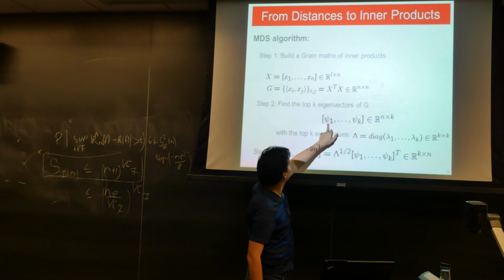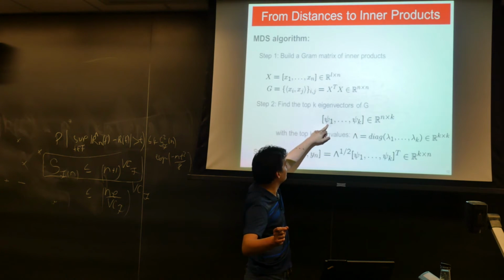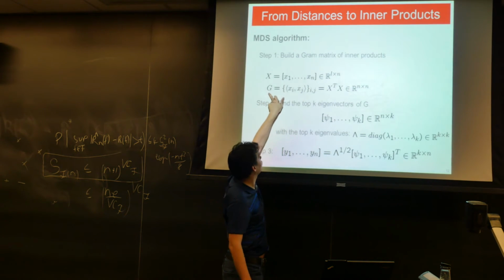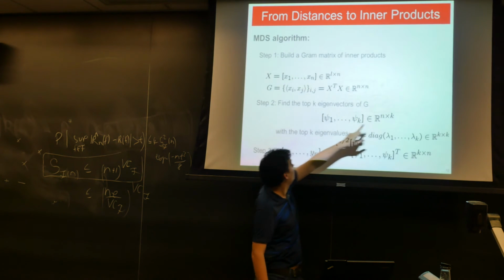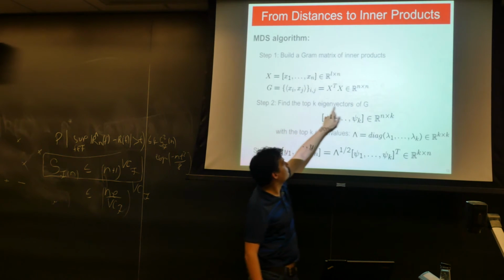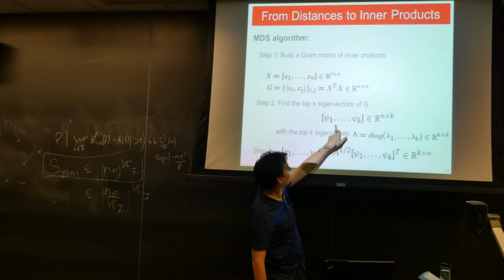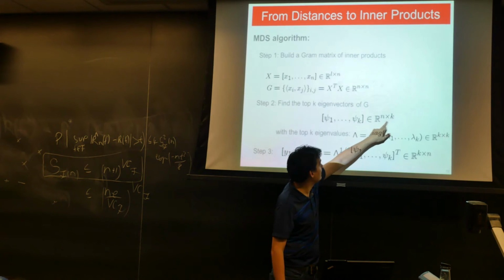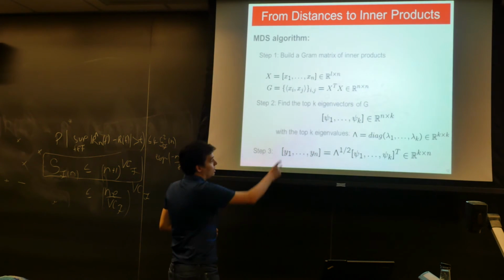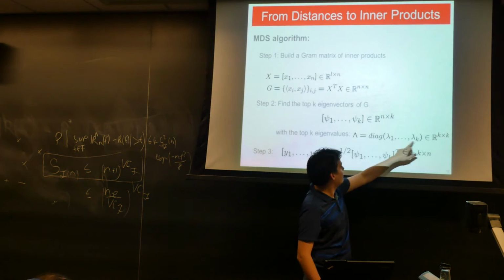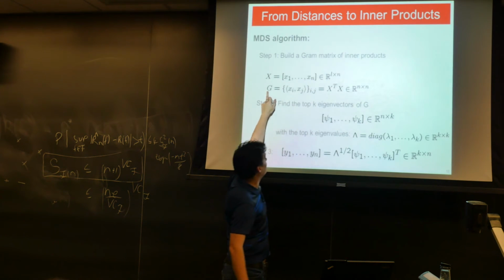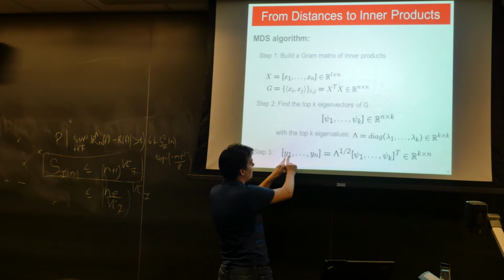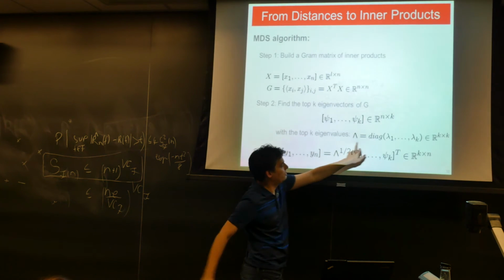So you are in an n-dimensional space. So you had n feature vectors. So G, this Gram matrix, is n by n. You calculate the top k eigenvectors of G. So you calculate the top k n-dimensional vectors. So these are psi 1, psi 2, psi k. So this is an n times k matrix. Lambda are the top k eigenvalues of this matrix G. And then we just say that let the embedded points y1, y2, yn be defined with this matrix product.